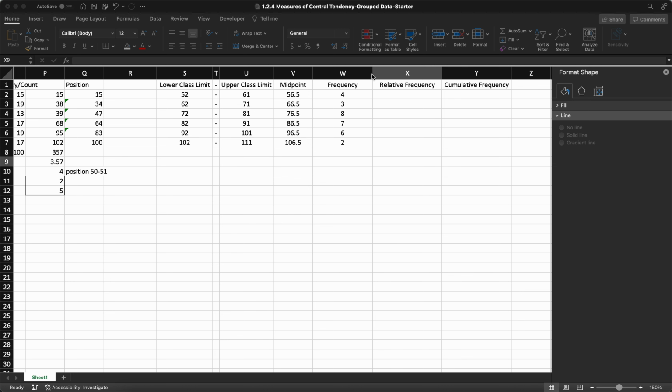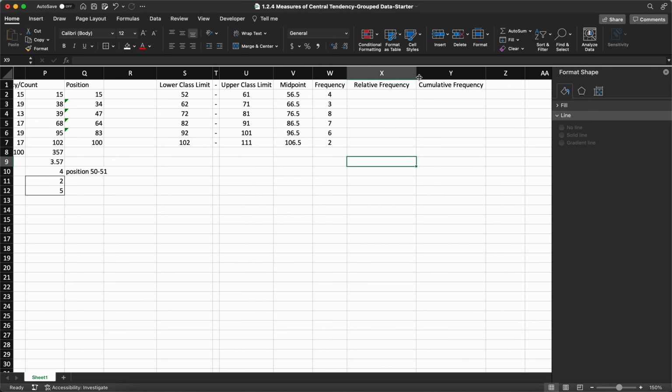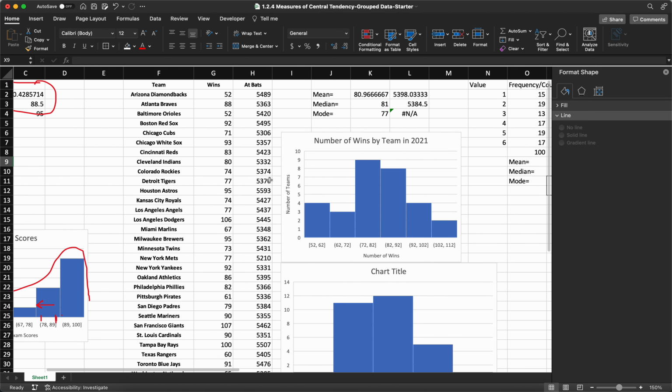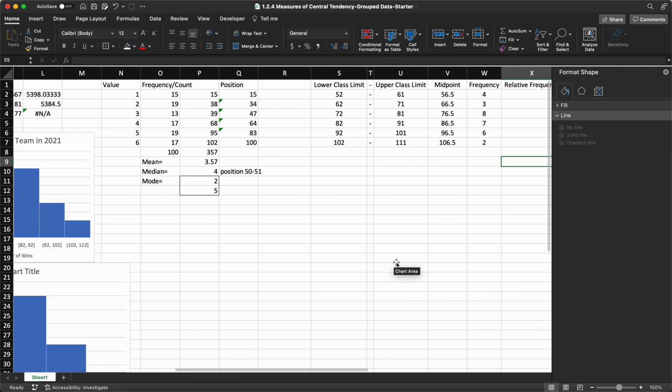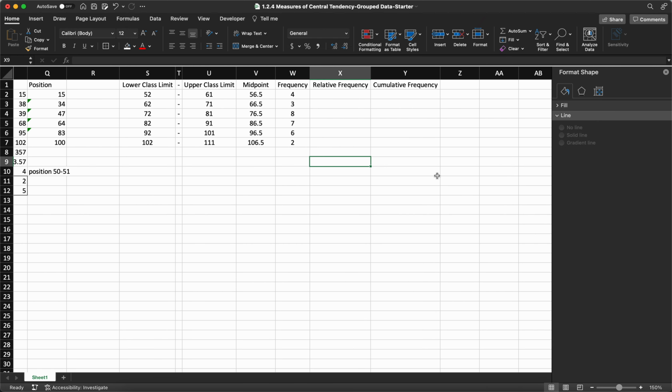We're going to look at another example of group data, and we're going to try to find the mean, median, and mode, the measures of central tendency for this group data. Now this is a little bit different. So this is our MLB data, our wins that are put into a frequency distribution table.